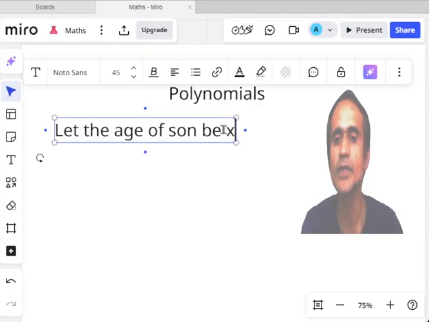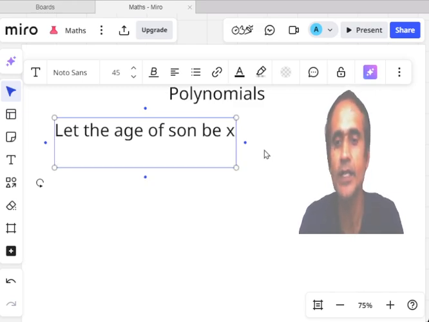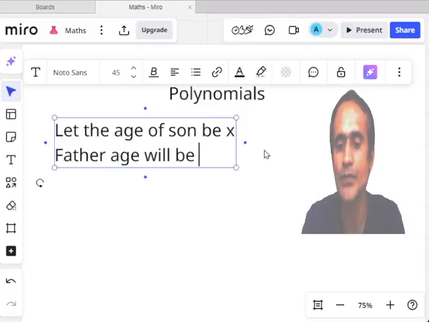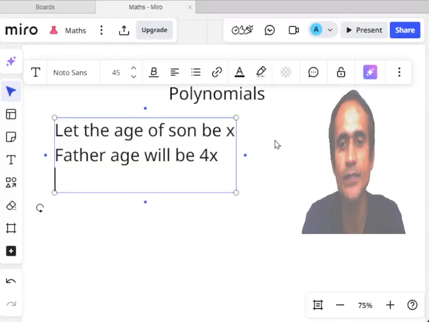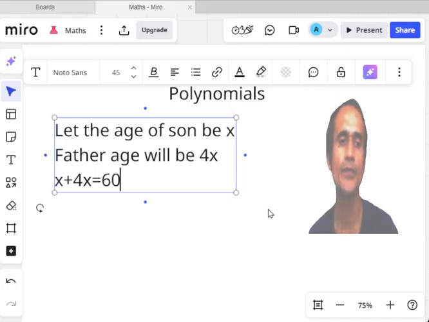This is a simple problem. How did we used to solve it? We'll assume that the age of the son is x. Then the father's age is 4 times the age of the son, so the father's age will be 4 times x. And the sum of the ages of father and son is 60 years. So x plus 4x is equal to 60. So this is how we would form simple equations.